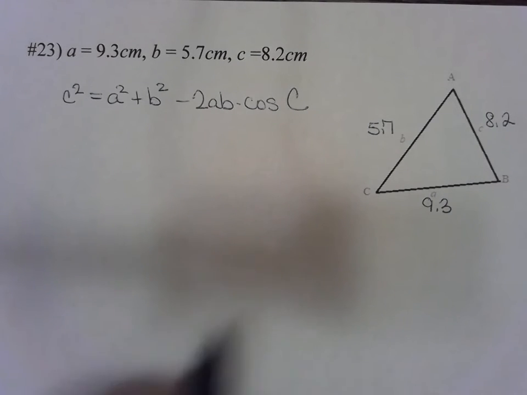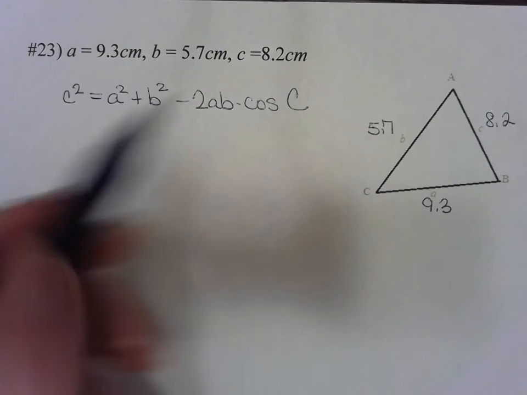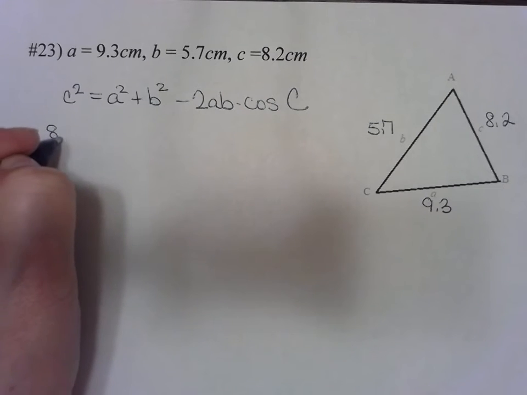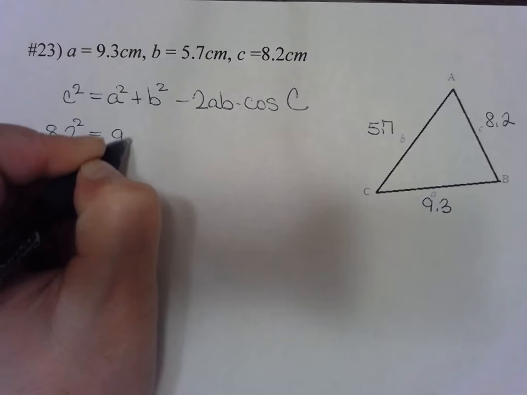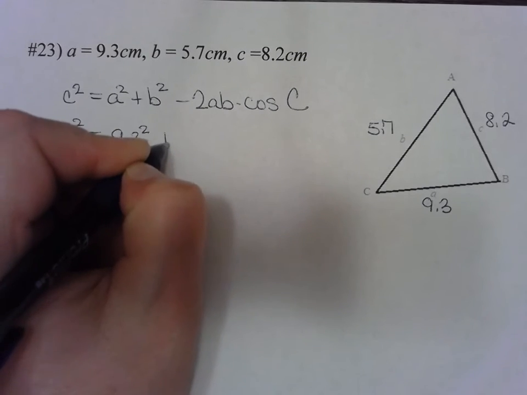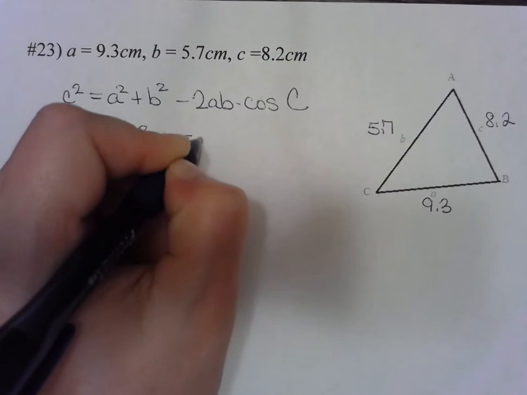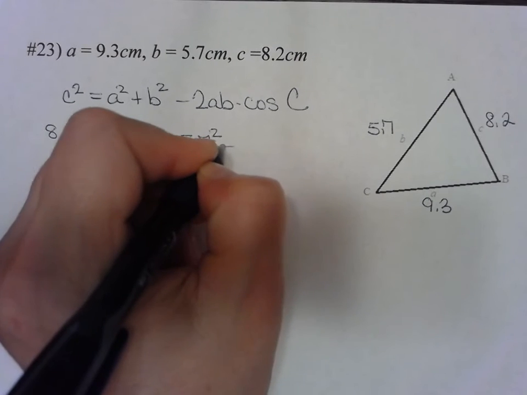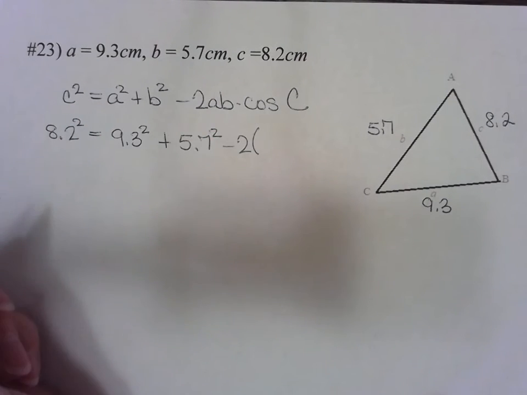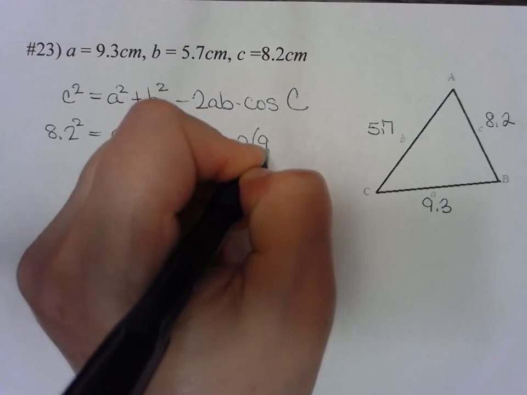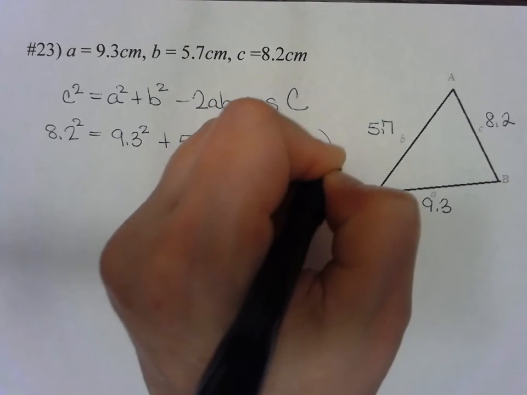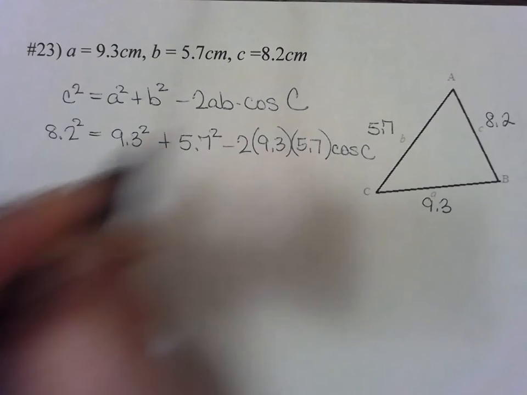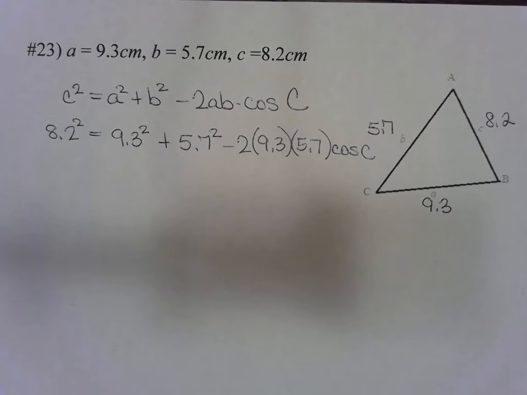Okay, so let's plug in these values. So 8.2 squared is equal to 9.3 squared plus 5.7 squared minus 2 times 9.3 times 5.7 times the cosine of angle C. And really what we're trying to find is angle C.